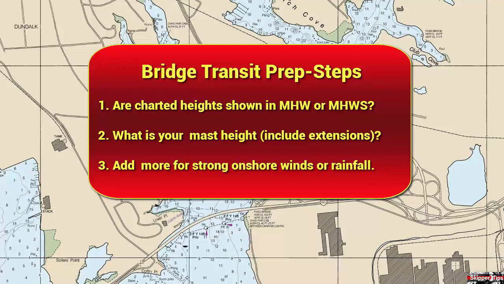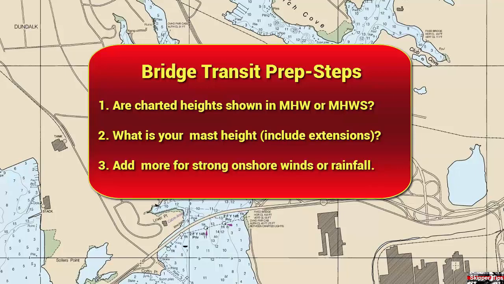You always want to know your mast height, which is measured from the water line to the top of the mast. Anything you have attached to the top of the mast, like an antenna or masthead fly, should be added to the calculation to give total mast height. Add a margin of safety if there have been strong onshore winds or heavy rainfall in the area. This can decrease the amount of vertical clearance beneath a bridge.